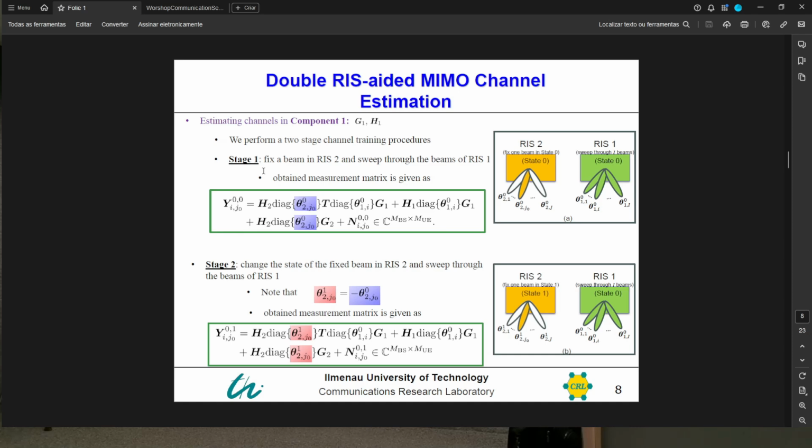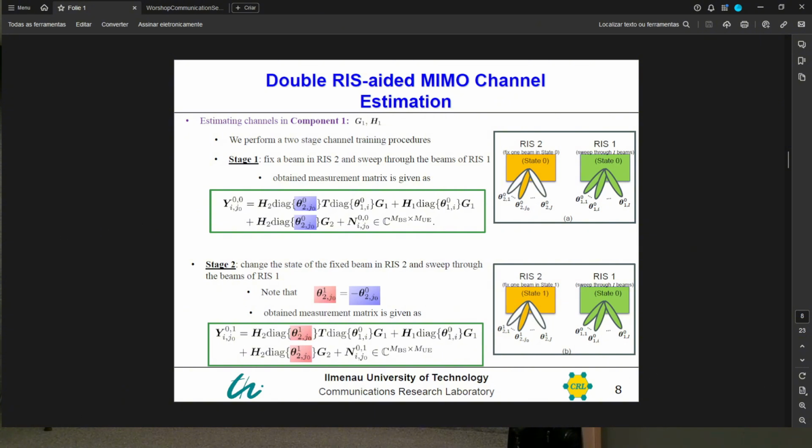The measurement obtained is given as Y00, I, J. Here we can see that the two RIS are in the same state, state 0 and state 0. Then in the second stage, we change the state of the fixed beam in RIS 2 and then repeat the sweeping through the beams of RIS 1.